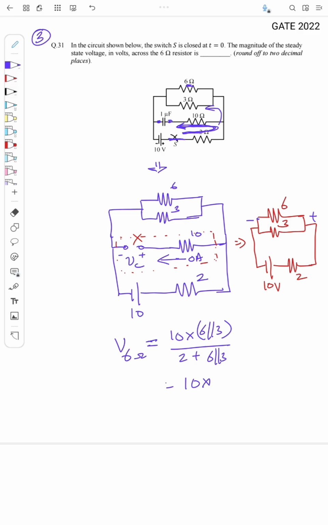So what is 6 parallel 3? 6 parallel 3 is 6 into 3 by 9, so it is equal to 2 ohm. So I can write 10 into 2 by 2 plus 2. That is equal to 5 volt. So the answer is 5.